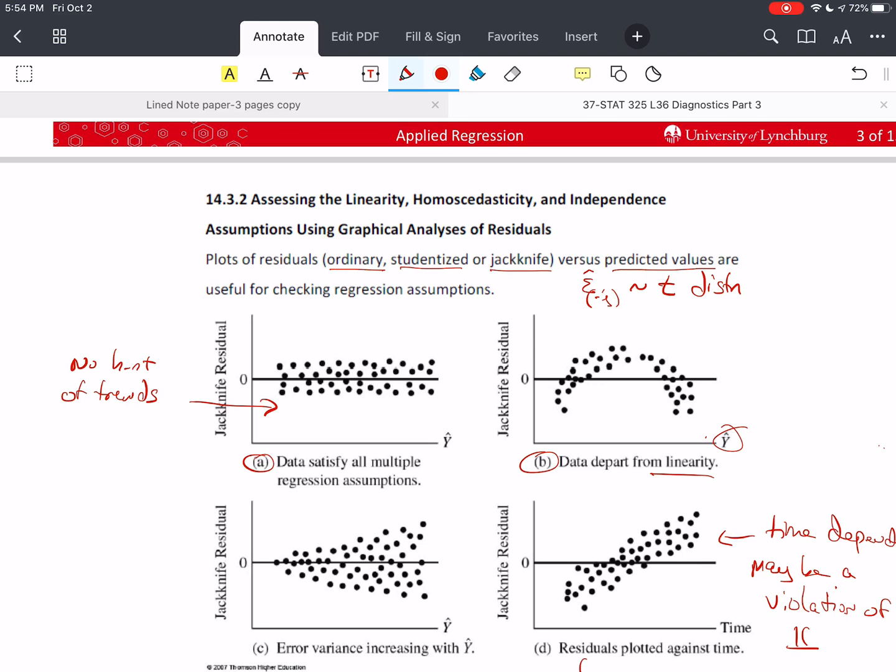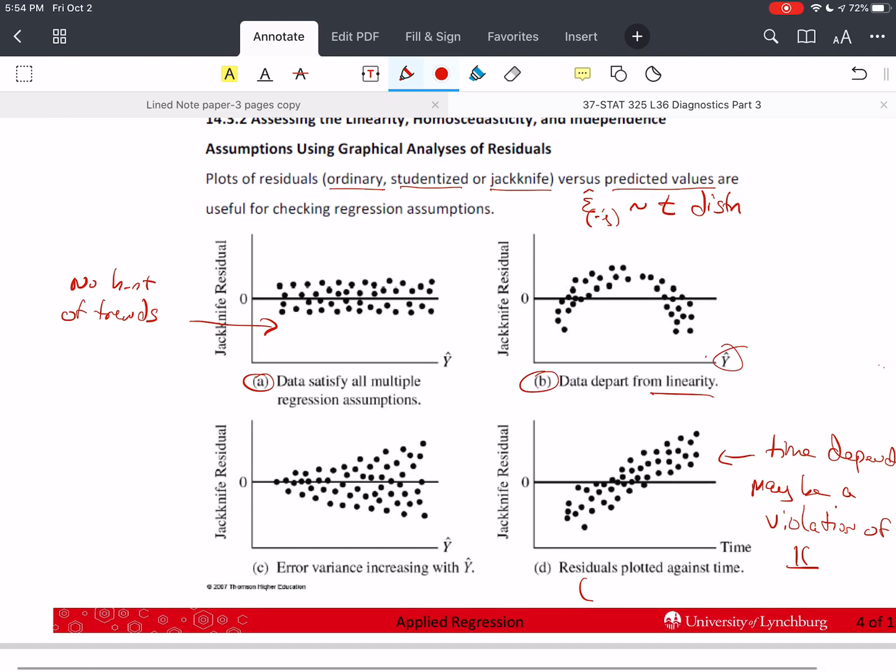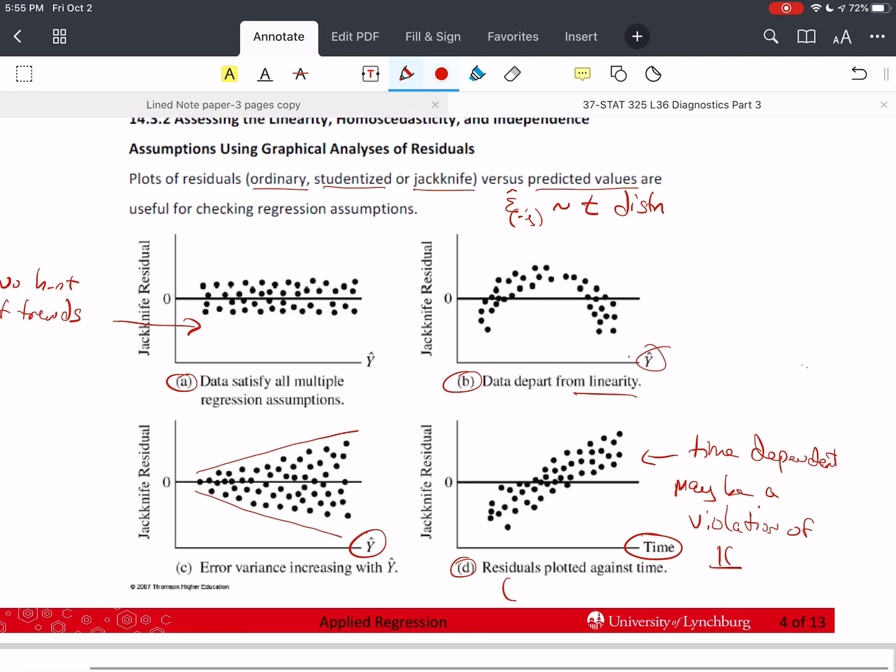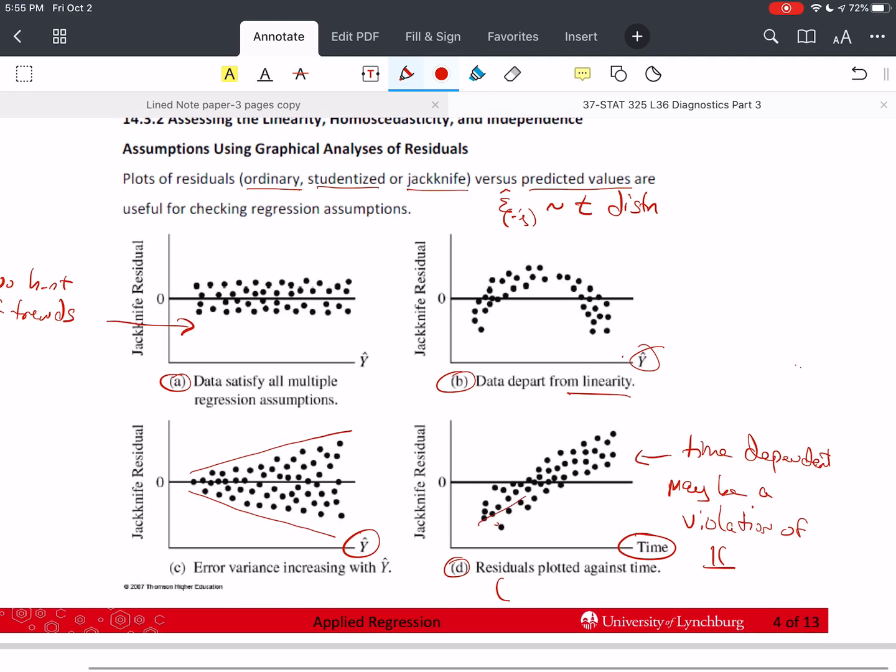All right. Now in plot C here, we see that the variance is not constant, that across the predicted values, we have an increasing variance. So we violated the homogeneity or homoscedasticity assumption there. And finally, we have D, which is a plot across time. And here, because we see this positive trend across time, we may have violated independence.